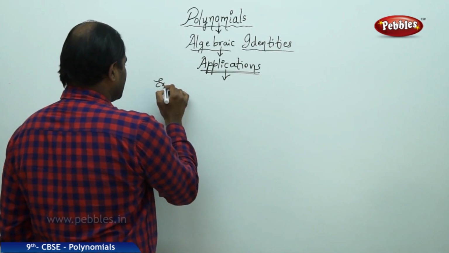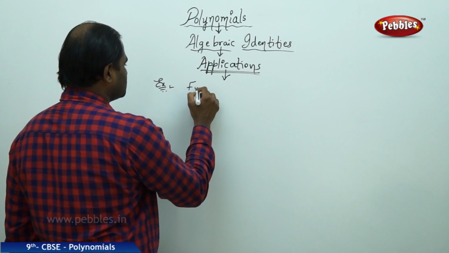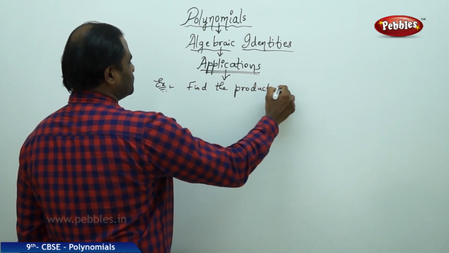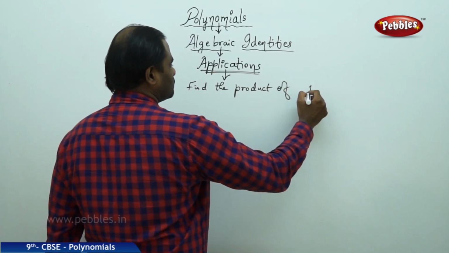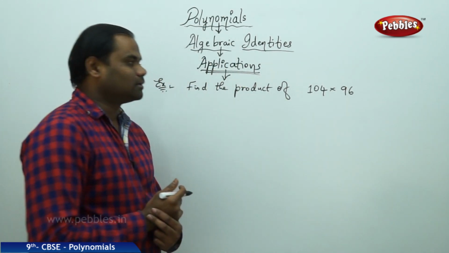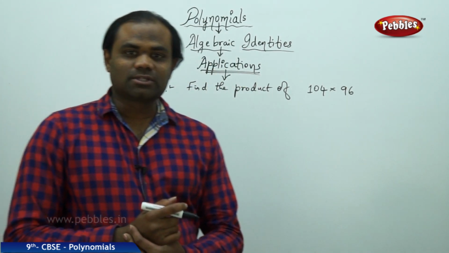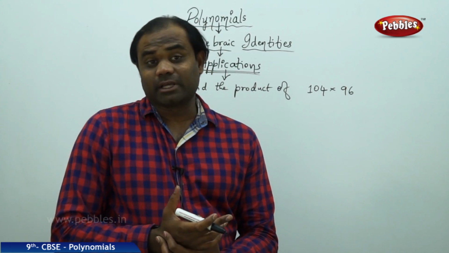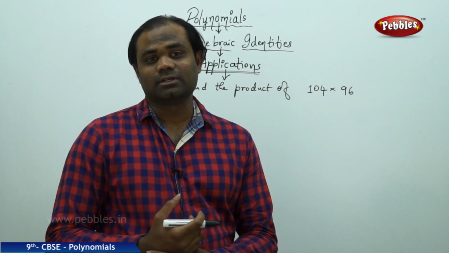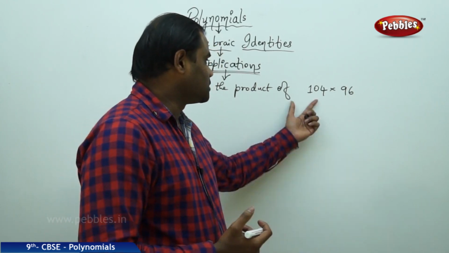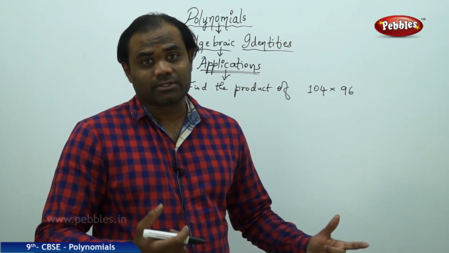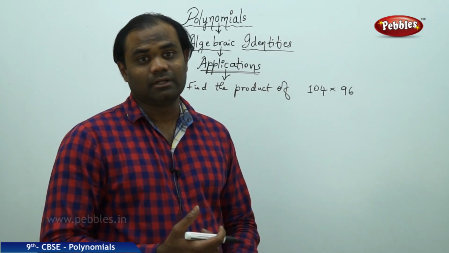So for example, I have a question which says, find the product of 104 times 96. Then we can do this by using the calculator or with general multiplication, but without using the simple multiplication process, we can also multiply the two numbers using the algebraic identities. Interesting, but yes, it can. Let's see how.